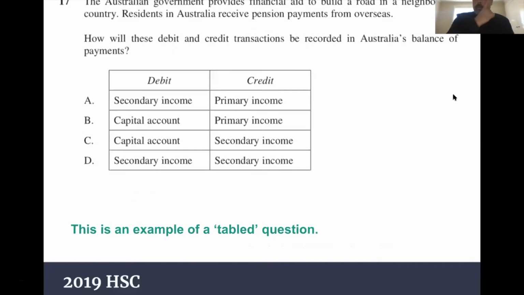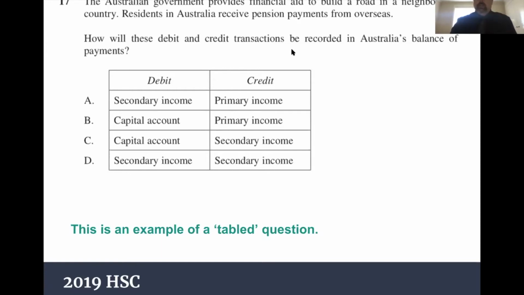All right, let's have a look then at this example of a tabled question. So a table, see how the answers are set up in a table. Sometimes there could be 2, like in this one, there could be 3, etc. All right, so in terms of this particular question, we've got a stimulus. The Australian government provides financial aid to build a road in a neighbouring country. Residents in Australia receive pension payments from overseas. So we've got to use that stimulus to answer the question, how will these debit and credit transactions be recorded in Australia's balance of payments?